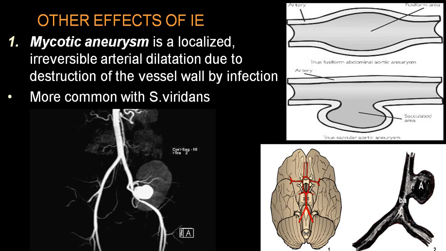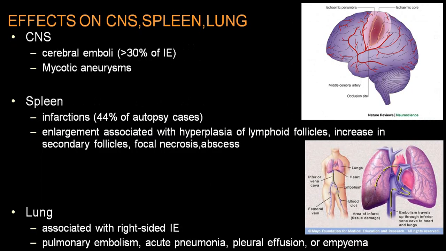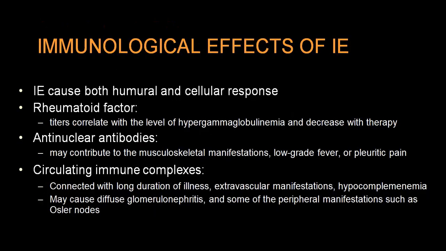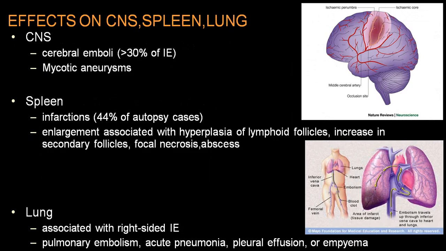If you get an infected emboli blocking the vasa vasorum, then you can have formation of mycotic aneurysms. In the CNS, you can get a mycotic aneurysm, or you can get infective emboli producing meningitis and brain abscess. In the spleen, splenic infarcts and splenic abscess formation. In the lung, you can get pulmonary embolism, pneumonia, pleural effusion, empyema, etc.